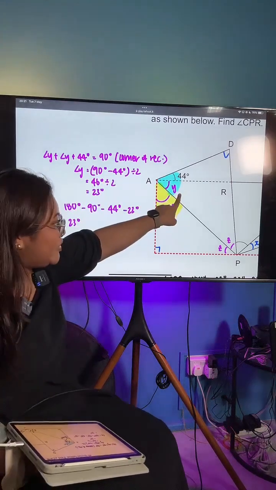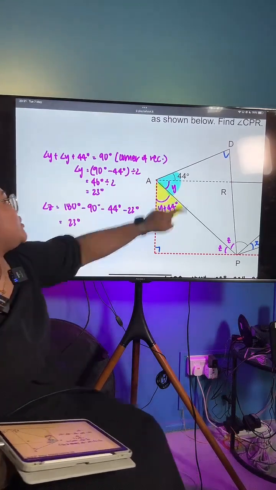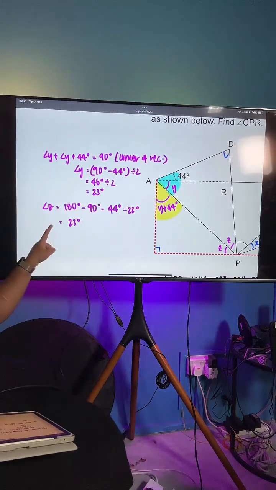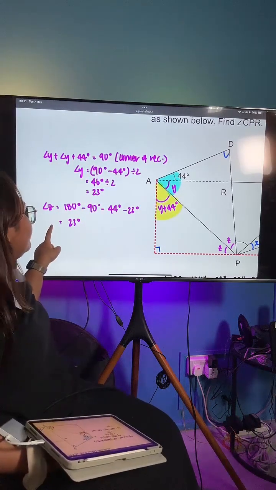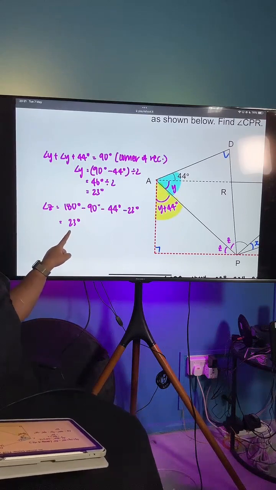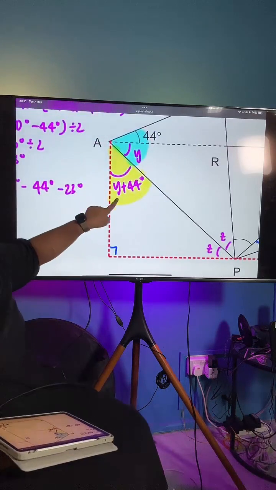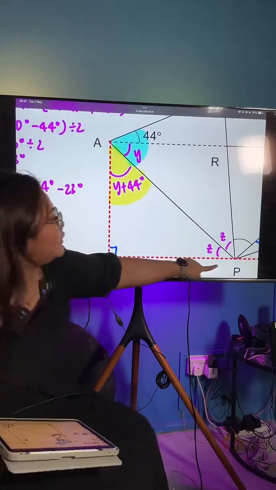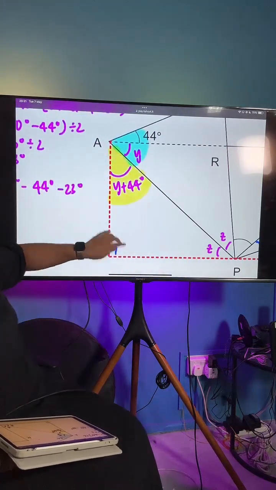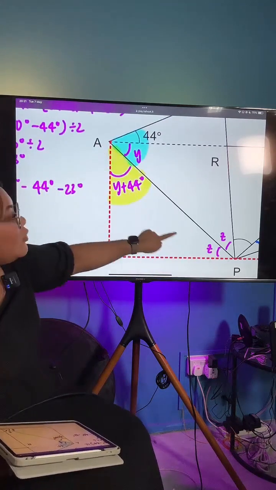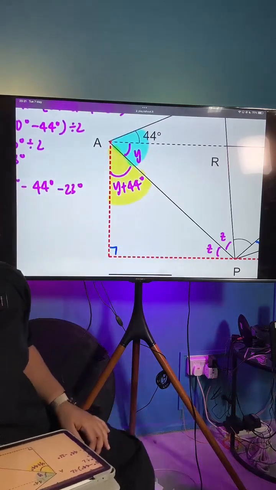So if this is 23 degrees, use the triangle to help you find angle Z, which is 23 degrees as well. So we know now that Y is 23. Using this triangle, 180 minus 90 minus 23 minus 44 will give you Z, which is another 23.